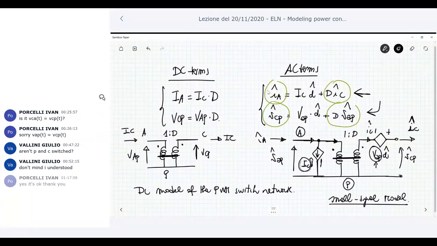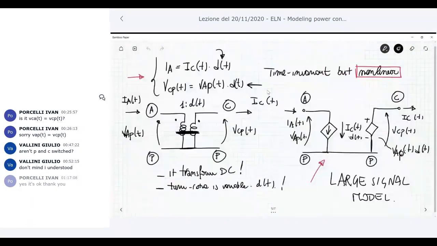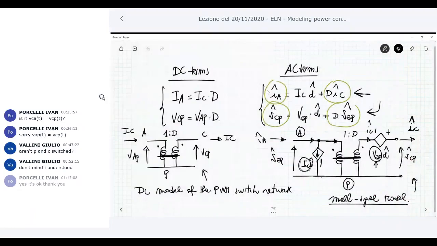Okay, so at the end we derive three different models. One is, let's say, the DC model, which is this one, just for steady state analysis. The other one is the small signal linear time invariant model that we can use for deriving the transfer function, so we can apply superposition and we can apply Laplace. And the first model we derived here is the large signal model that we can use for simulation in circuital simulators, okay? So this is what happens.